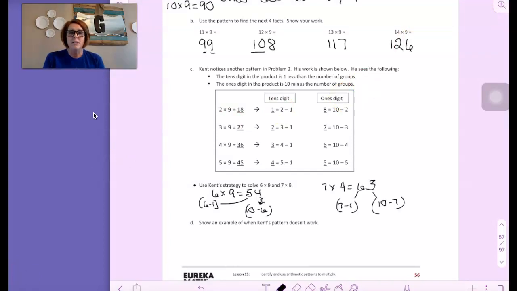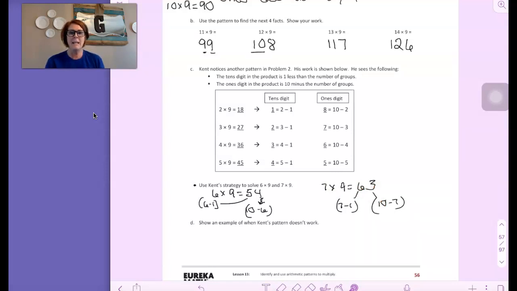Welcome back. So 6 times 9 is equal to 54. And if you use this strategy, if you didn't know 6 times 9 is 54, you could have done 6 minus 1, which gives you the tens number, and 10 minus 6, which gives you the ones. Same with 7 times 9. I could do the number of groups minus 1 and get 6 in the tens, and do 10 minus 7 and get 3 in the ones.